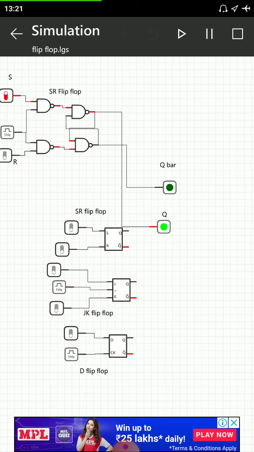And for S1 and R0, this is a set condition. Okay, your Q is 1 and Q bar is 0. So you can clearly observe the circuit when there is a clock. Okay, so it is completely depending upon the clock condition, whether it will store the state or not, right?